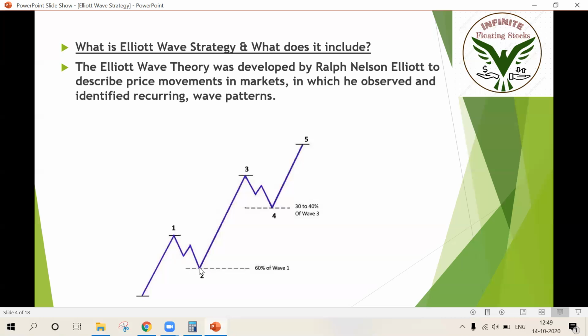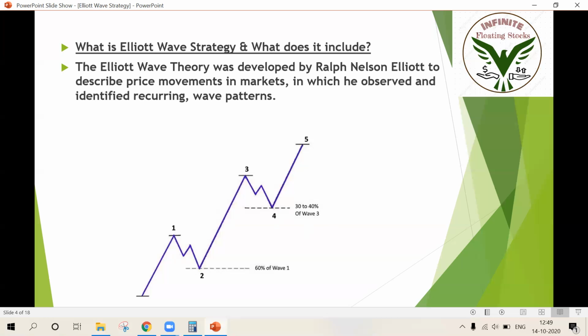Okay, this is wave one. This is pullback, only 60 percentage. This is wave three, and the pullback is wave four, and that should be only 30 to 40 percentage of wave three. Okay, and this is wave five. So this is how the diagram looks, I mean, this is how the candles look when you're dealing with the Elliott wave strategy.